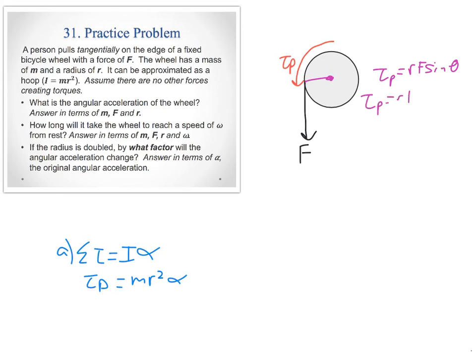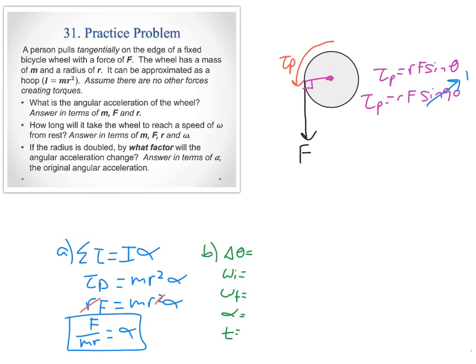I know my force is just F, and the angle here is going to be 90 degrees because that's the angle between my force and that R value. So I can substitute in just RF for that torque from the pulling force because sine of 90 is just 1. And so that's equal to mr squared times alpha. One of the r's on each side is going to cancel out, and I find that F over mr is equal to my angular acceleration.